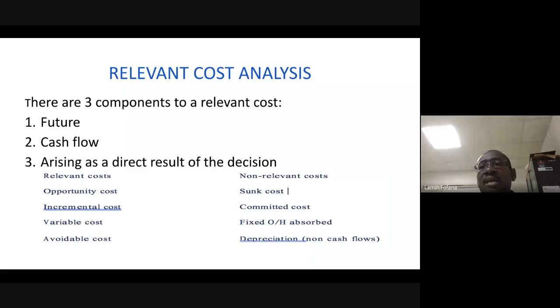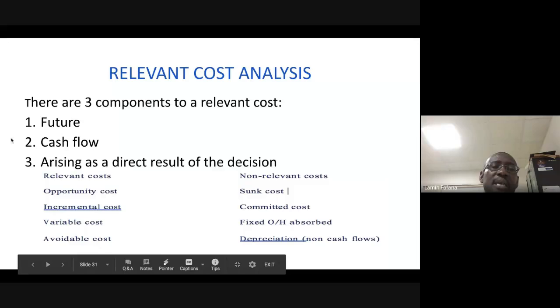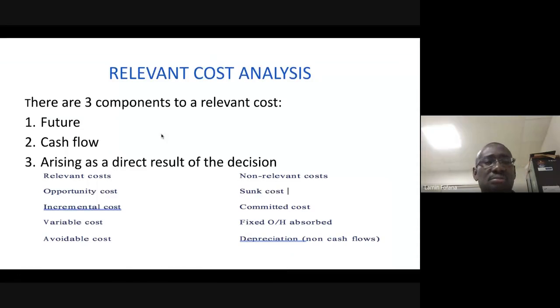Cash flow: there must be costs that will be cash flow in nature. So that means there must not be notional cost. Relevant costs must be costs where cash will change hands. Number three, they must arise as a direct result of the decision. That's what I was referring to. If we want to take a decision, these are costs that are going to be incurred. So those costs must arise because we want to take a decision.